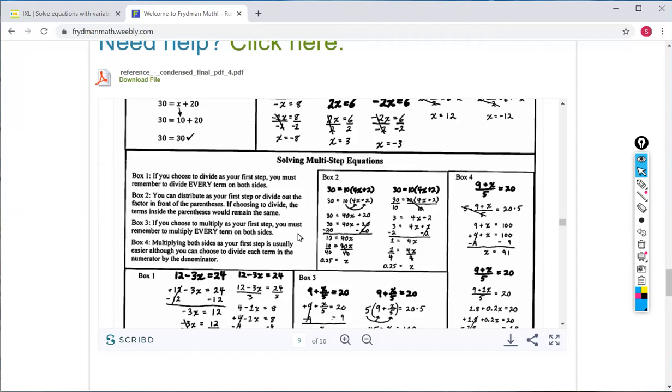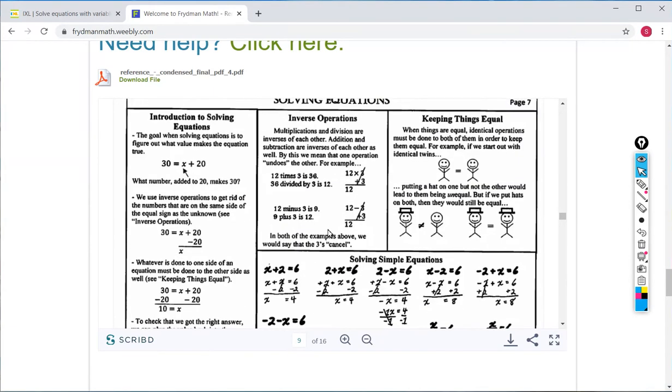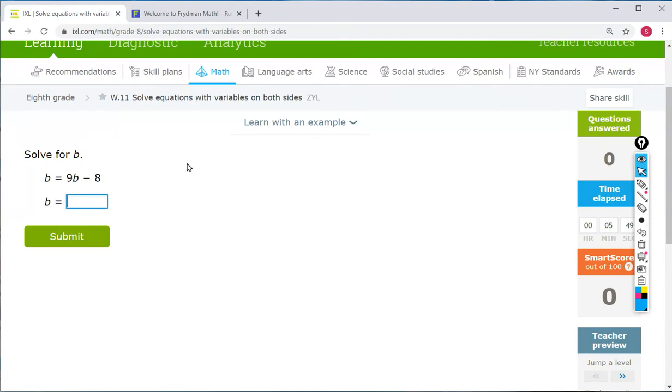If you need a little bit of a refresher, I'm not going to read through the whole thing right now. Let's just do some IXL problems. So solve for B.